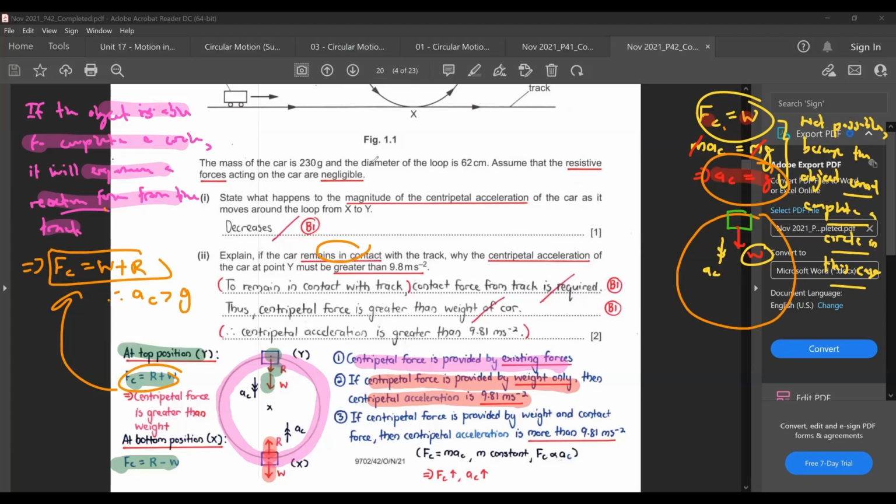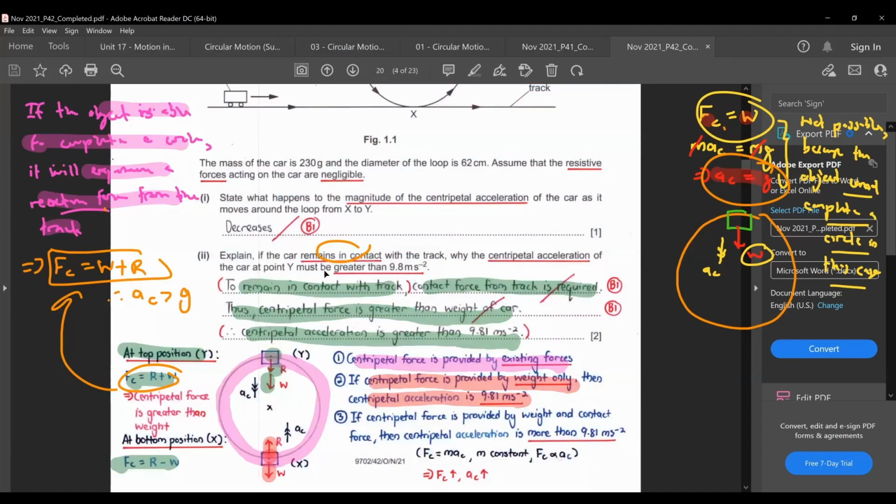So that's why the answer was this. To remain in contact with the track, contact force from the track is required. Thus, centripetal force is greater than the weight of the car itself. Therefore, centripetal acceleration is greater than 9.81 meters per second squared. So far, can get, right? Okay, so this one is okay, then I move on to the next part.